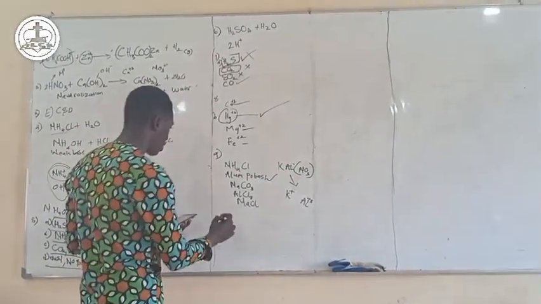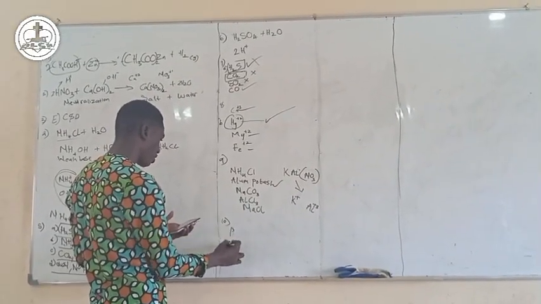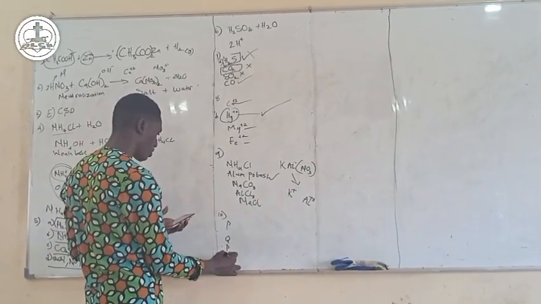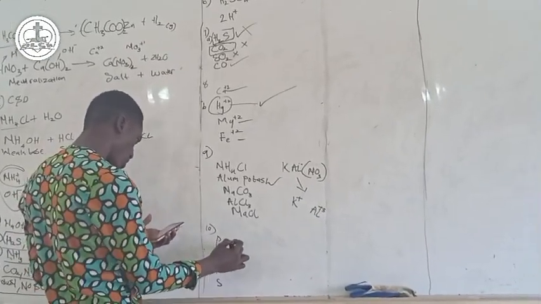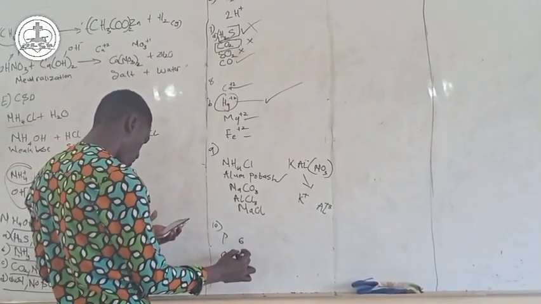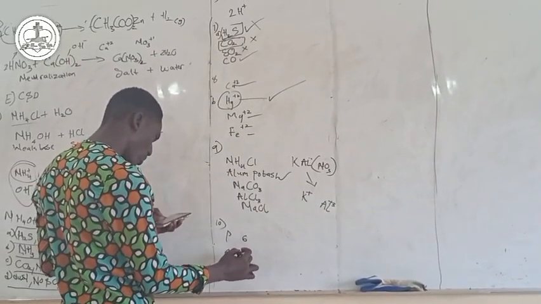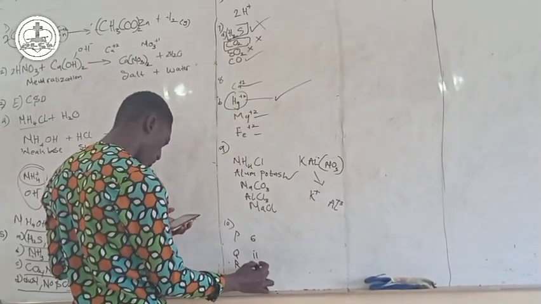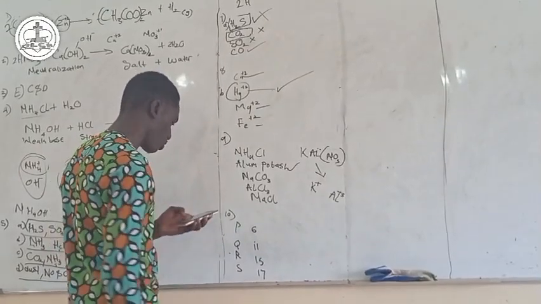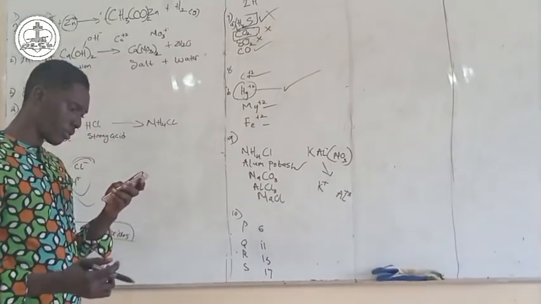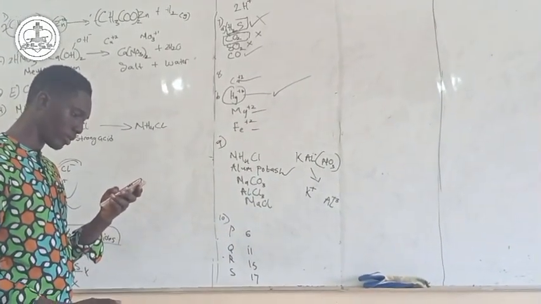Therefore, I'm going to write out the elements. Number 10, we have P, Q, R, S. P has 6 electrons, Q has 11 electrons, R has 15 electrons, S has 17 electrons. So the question is now, the options are P will form an electrovalent bond with R.